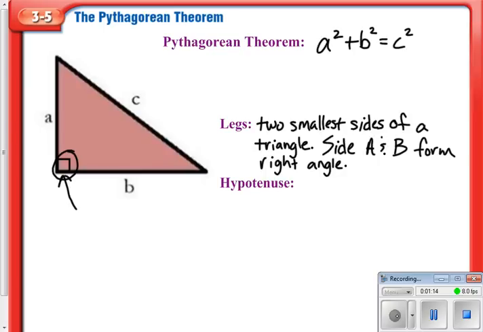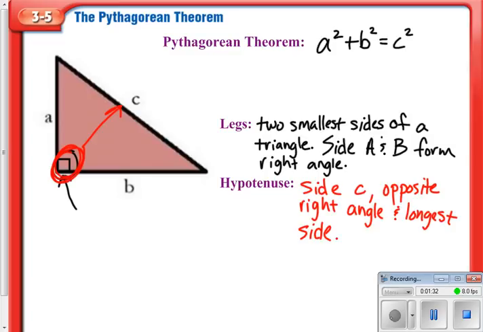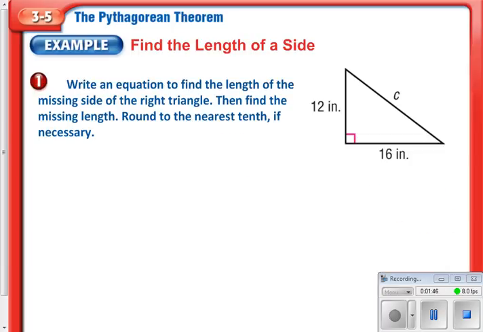Lastly is side c that we haven't talked about. Side c is always opposite of your right angle. So here's your right angle. Opposite is side c. Side c is called your hypotenuse. So this here is side c. It's the longest side of the triangle. So again, side c is opposite of that right angle, and it's the longest side of the triangle. Again, Pythagorean Theorem: a squared plus b squared equals c squared.